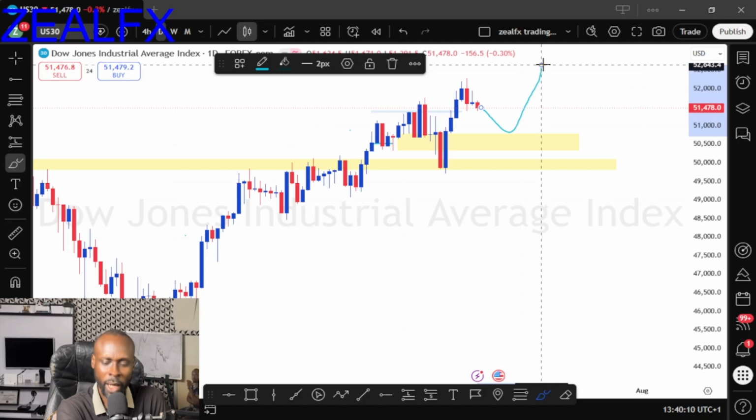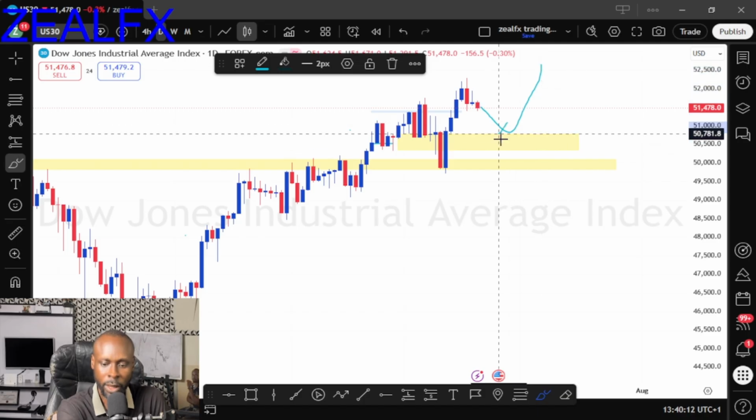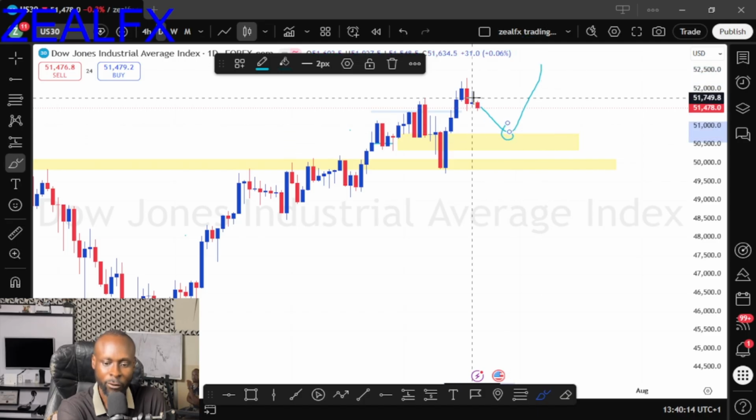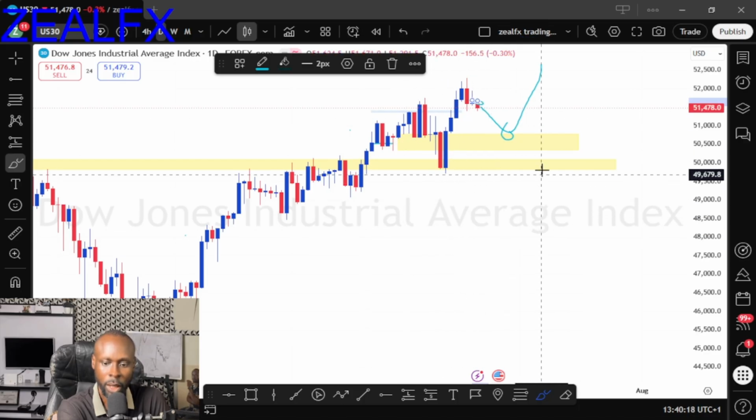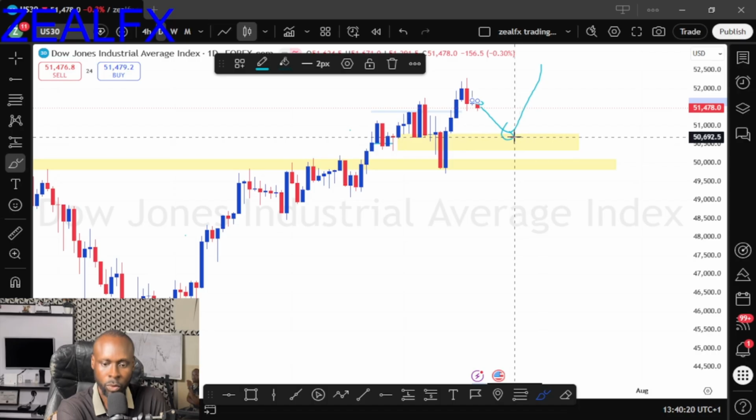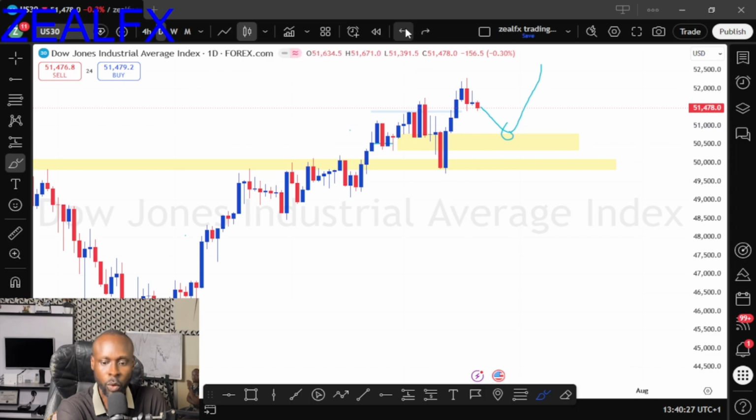So we need to take advantage of buying from these support areas. Because we have a bullish structure, buying from this level is wrong. Buy from this support area. This should give you a good edge to buy the US30 to the top. So look out for more buying opportunities for the US30 this week.